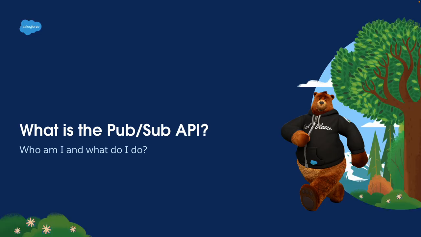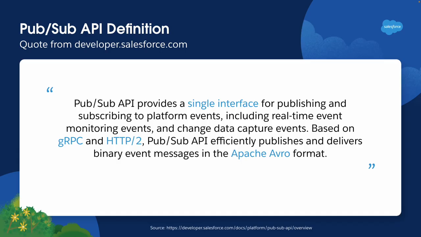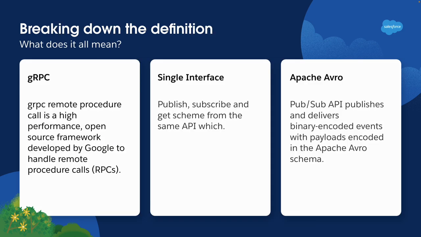So what is the PubSub API? We've spoken about it a few times already. Here's the definition of the PubSub API. This is a quote. You can get the actual definition of it from developer.salesforce.com. I'm not going to read it out loud because you can see it on the screen, you can pause it, you can read it, you can go to developer.salesforce.com and have a look at it yourself. However, what I have done is I've highlighted some key words. So the PubSub API is a single interface that is built on top of gRPC. It uses HTTP2 as its transfer protocol, and it delivers binary event messages in the Apache Avro format. Those are the key words.